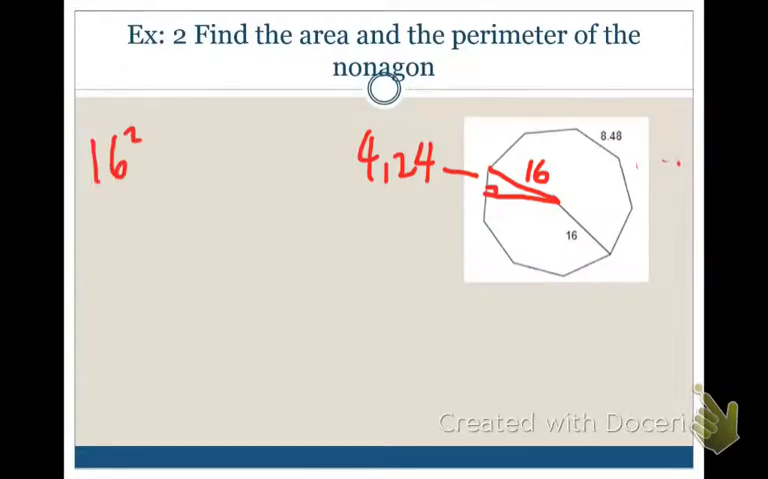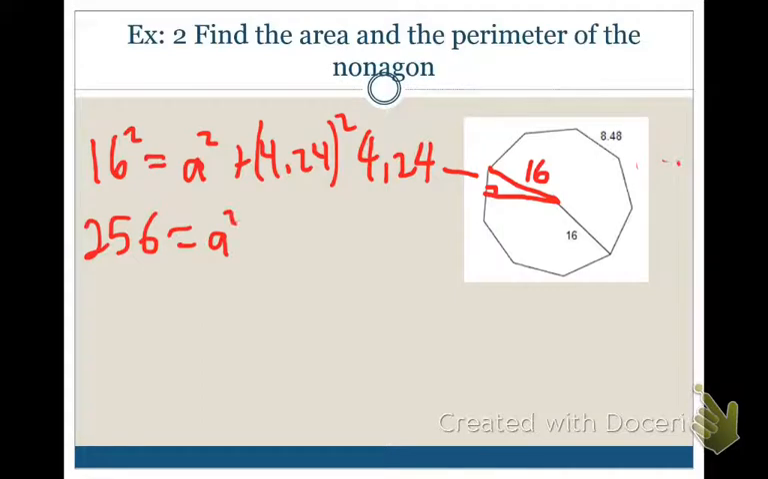So it's going to be 16 squared equals A squared, the apothem squared, plus 4.24 squared. Right? So that's going to be what, 16 squared, what's that, 256? I need some help with calculators. 256 equals A squared plus what's 4.24 squared? Gunnar?